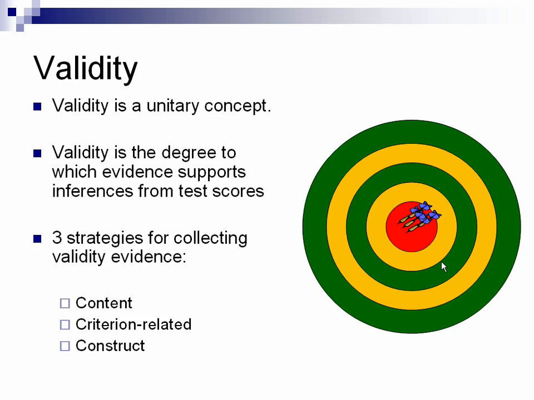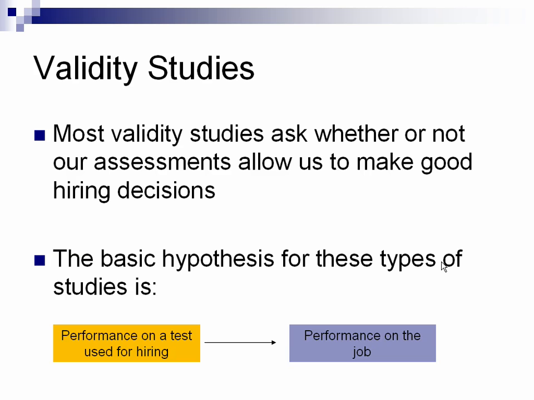In general, we have three strategies for collecting validity evidence. We have content validity, criterion-oriented validity, and construct validity. Regardless of what method you're using to establish validity evidence, most validity studies simply ask whether or not our assessments in IO psychology allow us to make good hiring decisions. So the basic hypothesis for these types of studies is whether or not performance on a test used for hiring, and this could be, for example, a cognitive ability test, predicts your performance on the job.